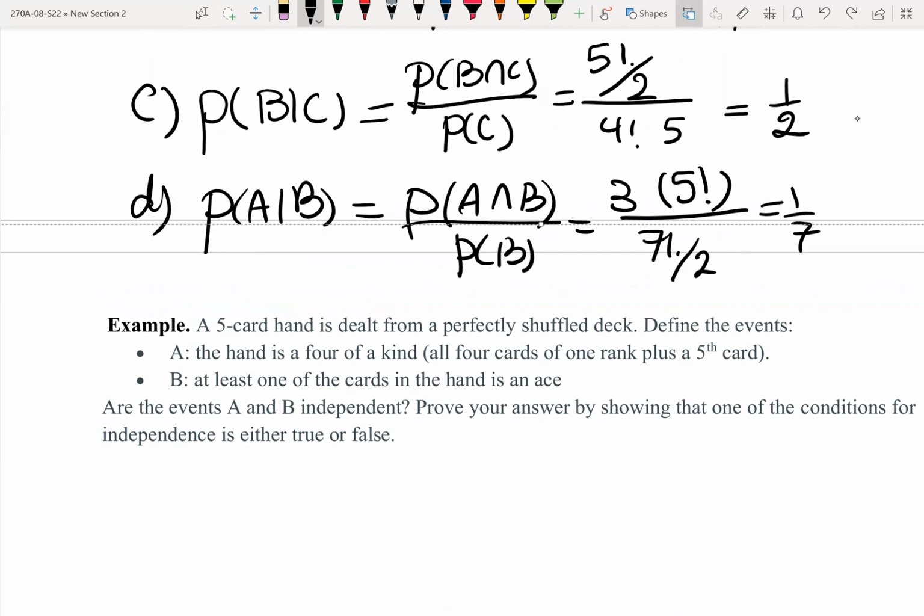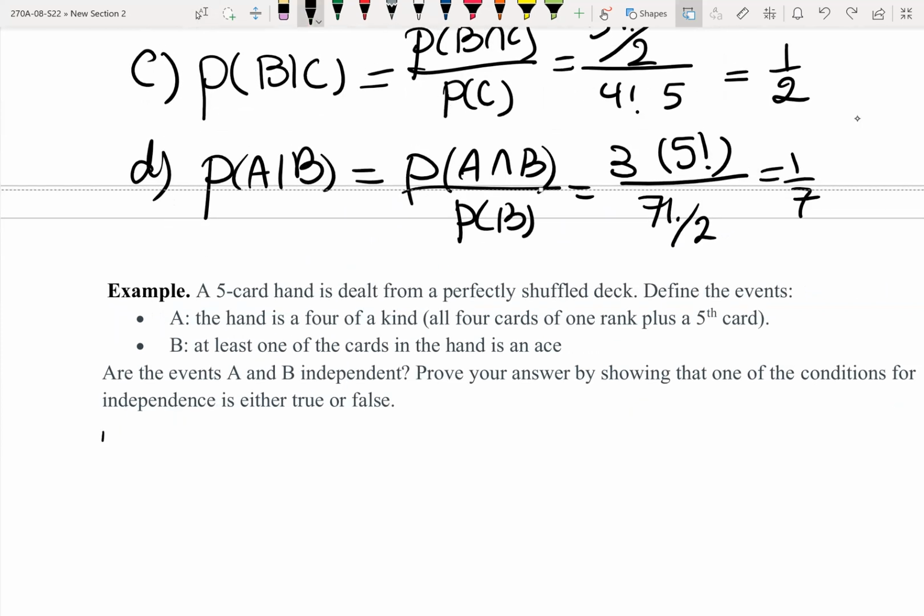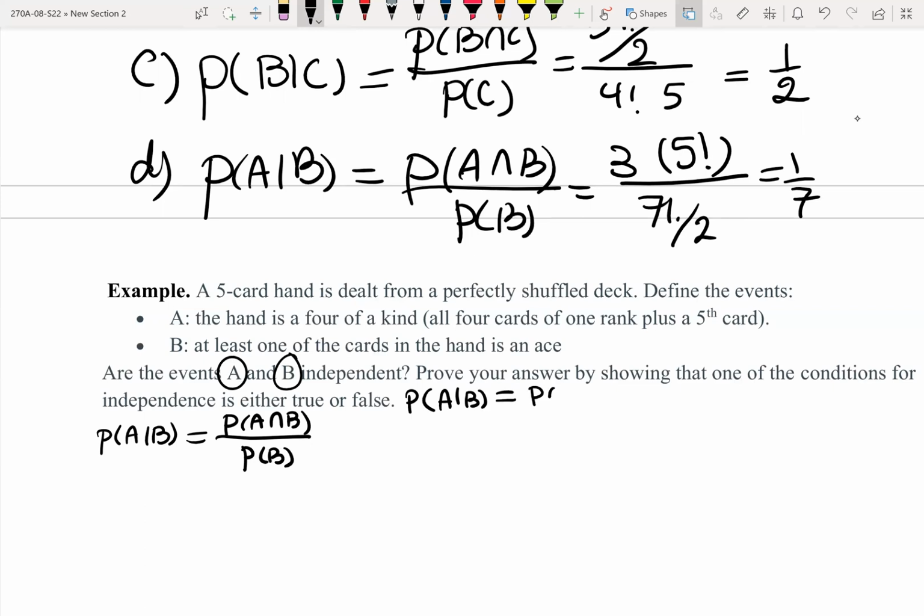What is the probability of A given B? That means you need the probability of the intersection of A and B divided by the probability of B. If you want to show they are independent, you have to show the probability of A given B is the same as the probability of A. Or you can show the probability of B given A is the same as the probability of B. Either one is fine. I tried A given B, so you need the size of A intersection B divided by the size of B.